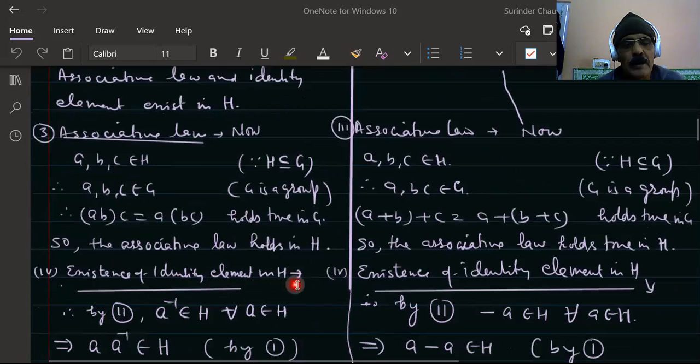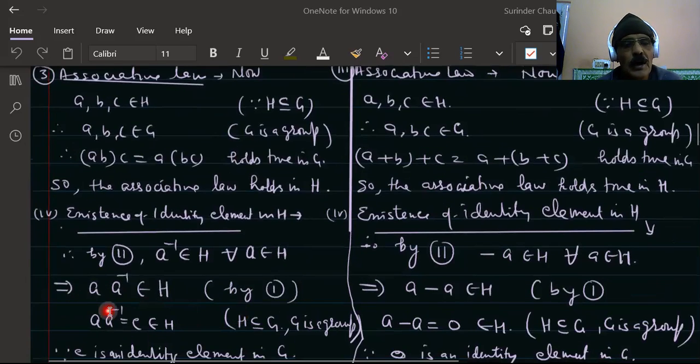Existence of identity element in H. By the second condition, a inverse belongs to H for all a belonging to H. It is given. So by the closure property, a into a inverse belongs to H. And a into a inverse is equal to e, because H is a subset of G, so all the elements of H are elements of G. G is a group, therefore a and a inverse also belong to G, and a into a inverse is equal to e, the identity element in G. So this is also the identity element of H.